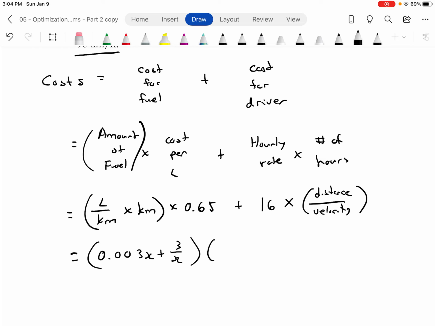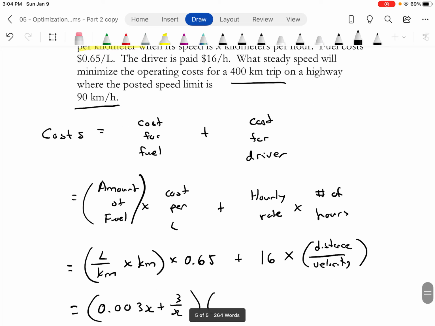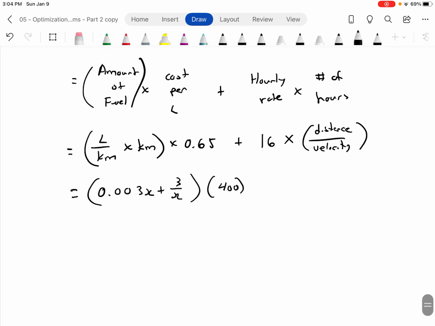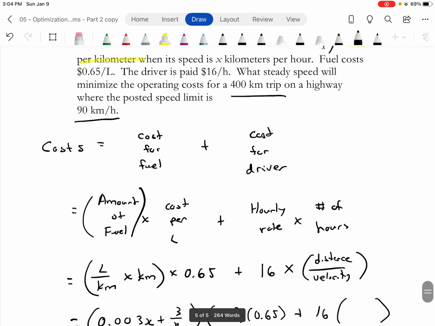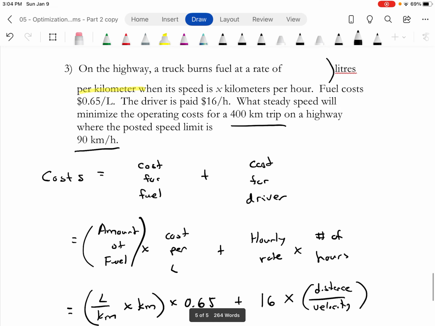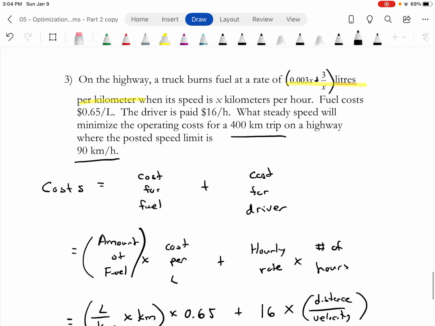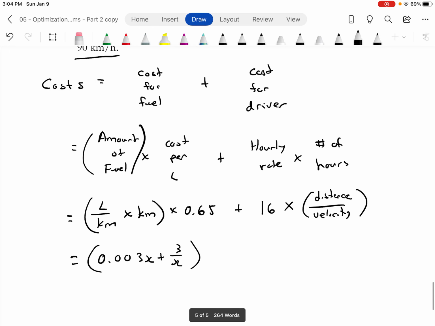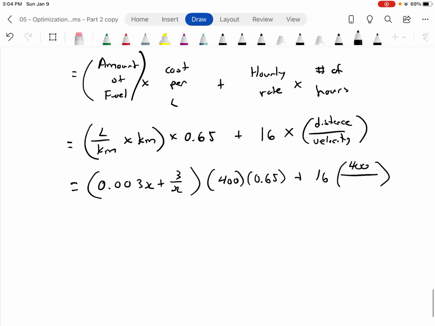Then it's times the number of kilometers. Well, they told us how many kilometers. That's the good news. It was a 400-kilometer trip. And then times the 0.65, whereas the cost for the driver is $16. Now the distance is 400, and the velocity was the speed, which is x kilometers per hour. So that's over x.